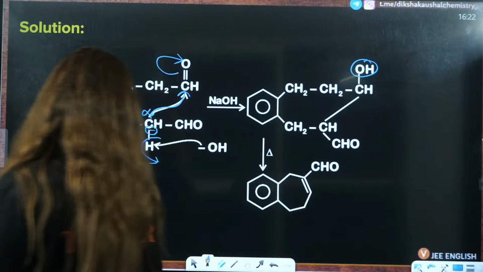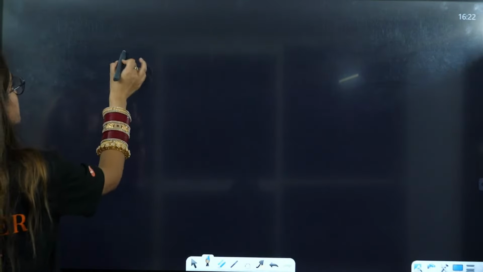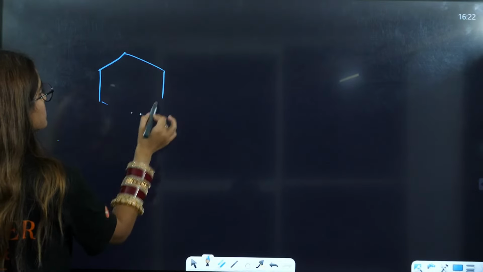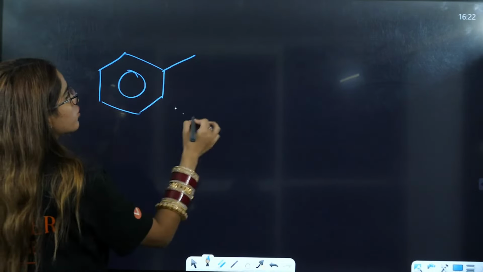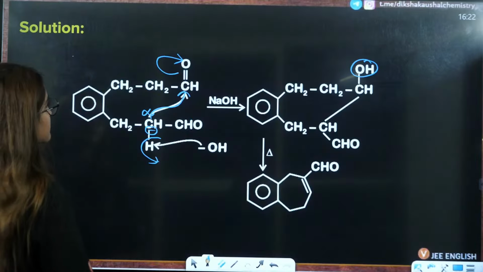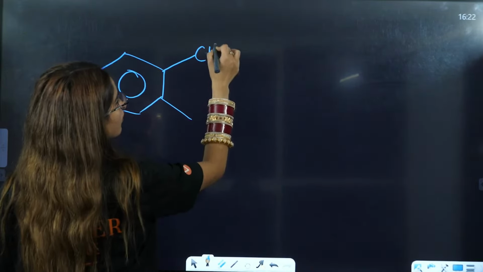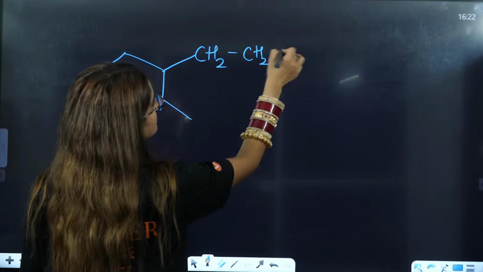Ma'am, is there any simpler way to understand this? Okay, no worries, no worries. For those students who don't want to get into any mechanism, this is for those who are like, ma'am, I hate mechanisms.